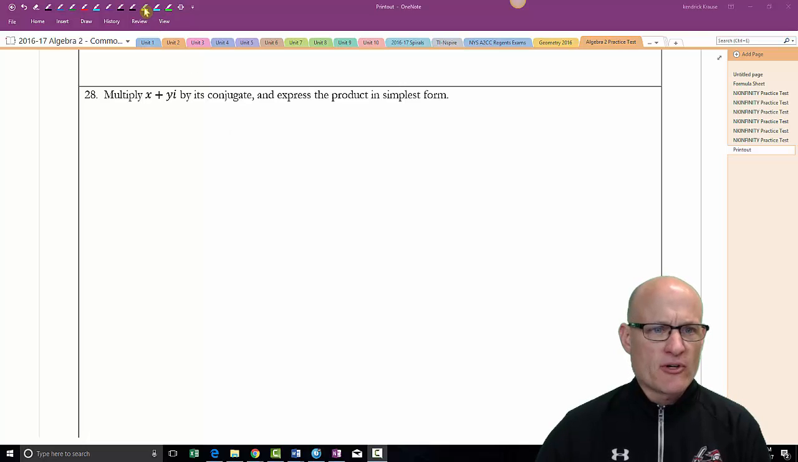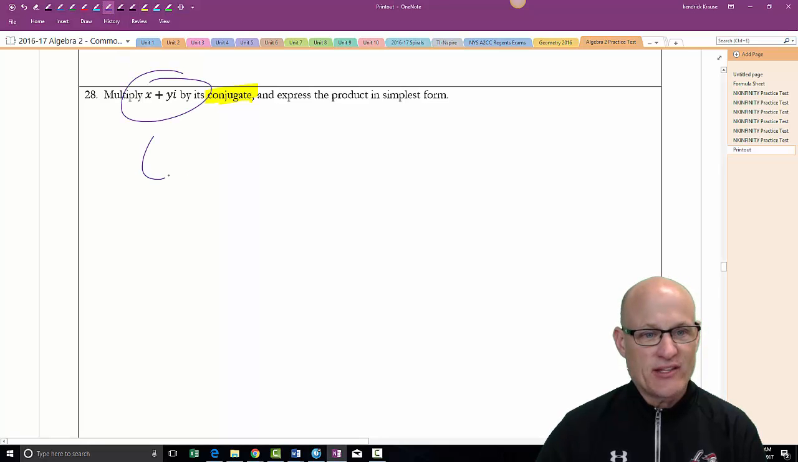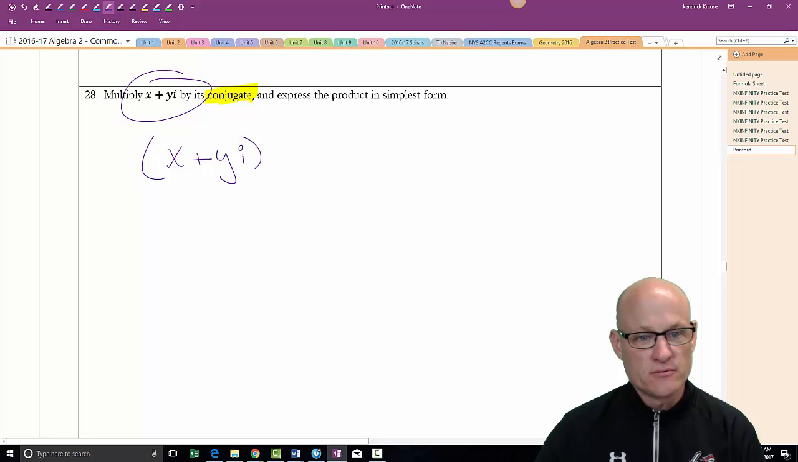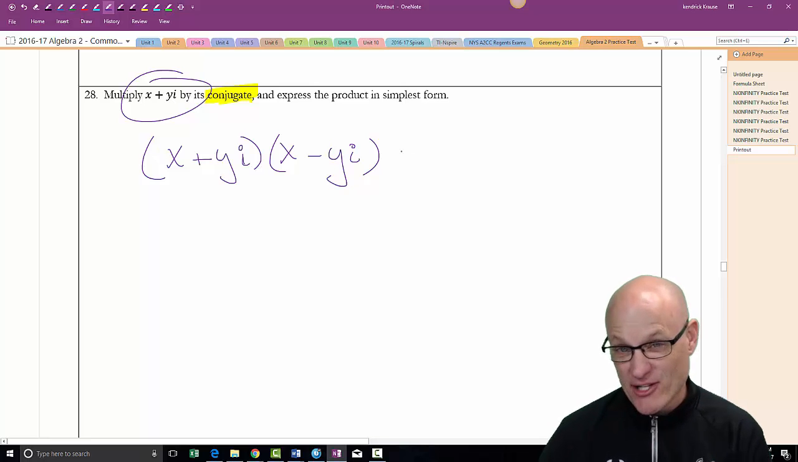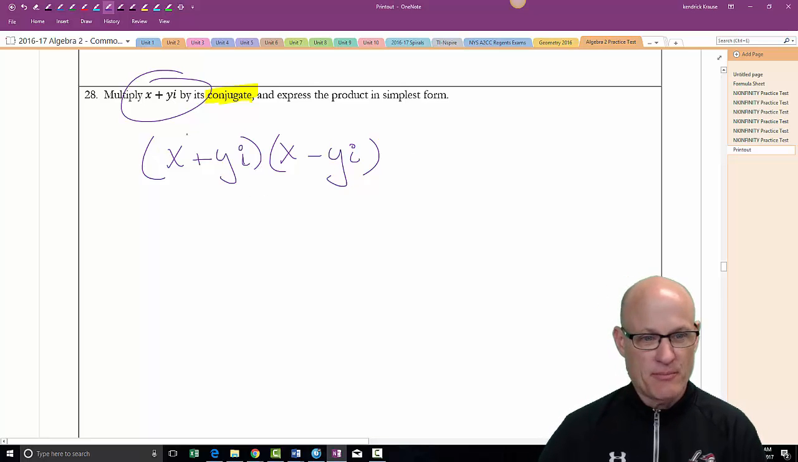All right, so a vocabulary word here, and that's this word conjugate. The conjugate of this thing is the exact same thing as the original, but with a minus. You multiply by the conjugate. They probably should have told you that i is the imaginary number and not a variable. That would have been better.